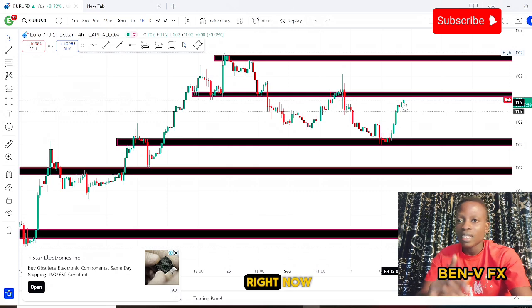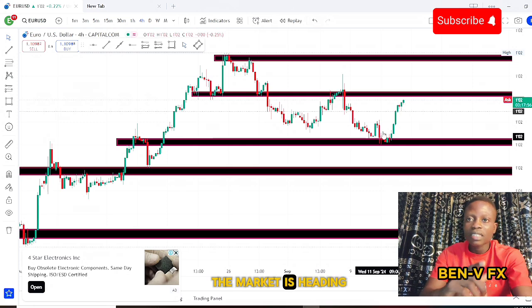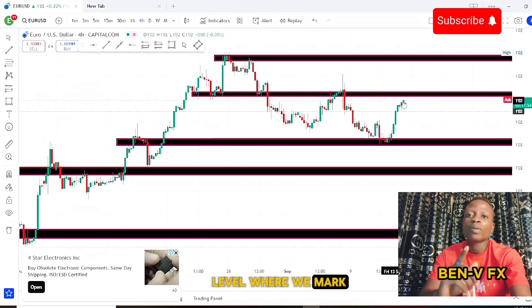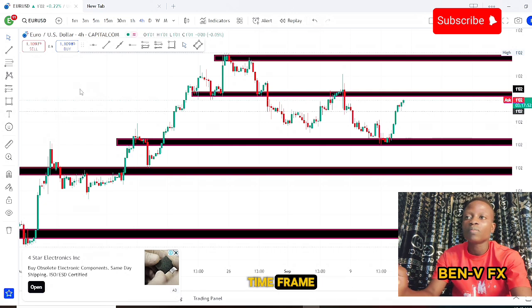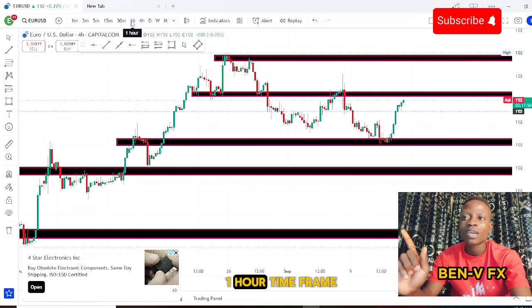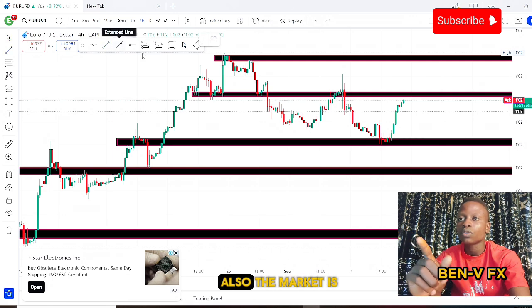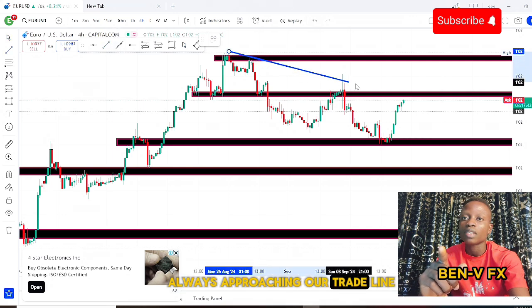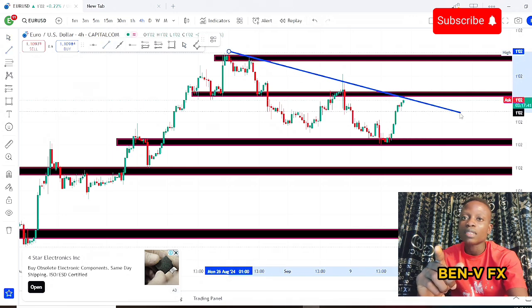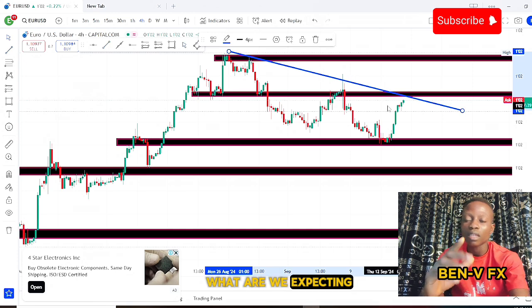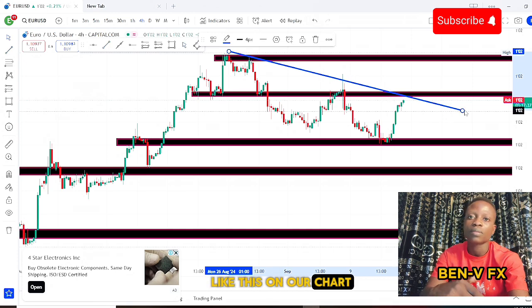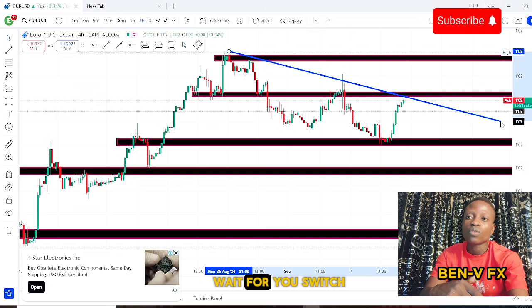Like right now, the market is heading to a resistance level where we marked from our daily time frame. Then you switch to the 1-hour time frame. You see what the market is doing, and here is our trend line. Also, the market is almost approaching our trend line. So what are we expecting if we see something like this on our chart? We wait for you to switch.